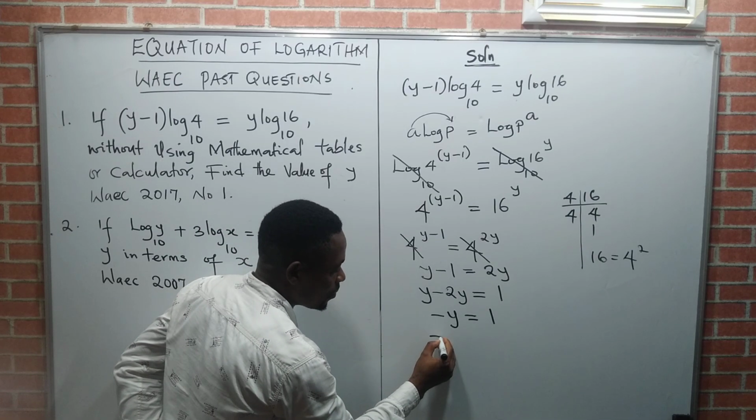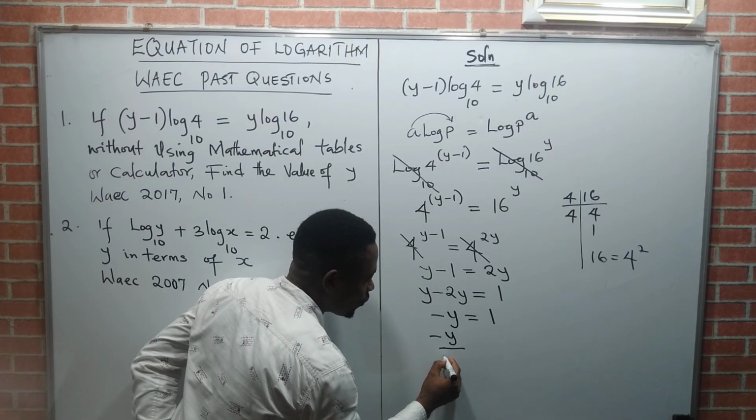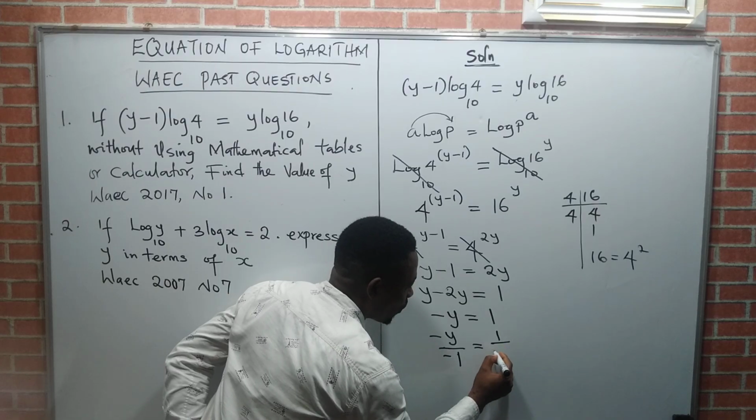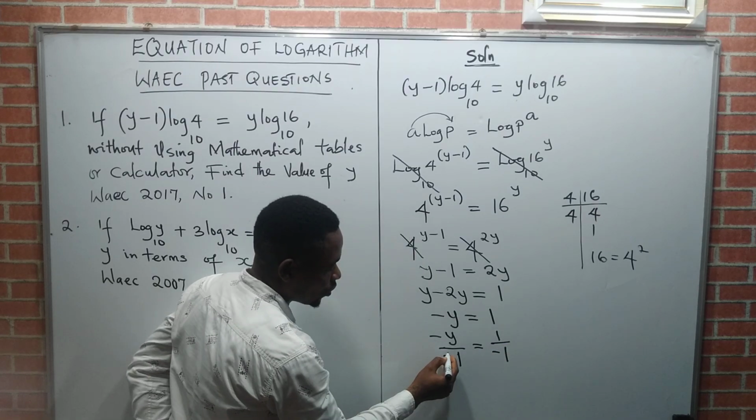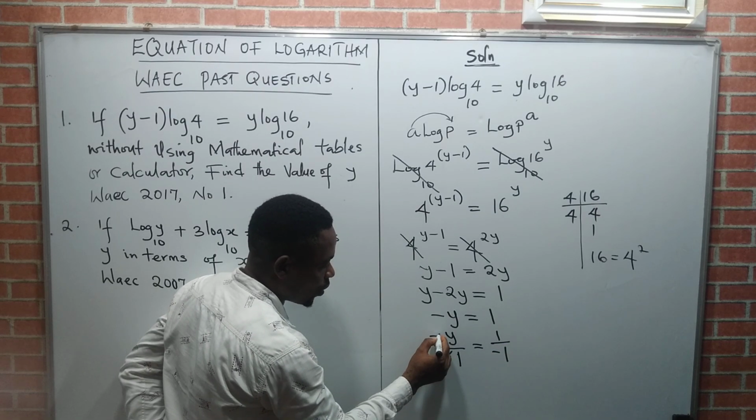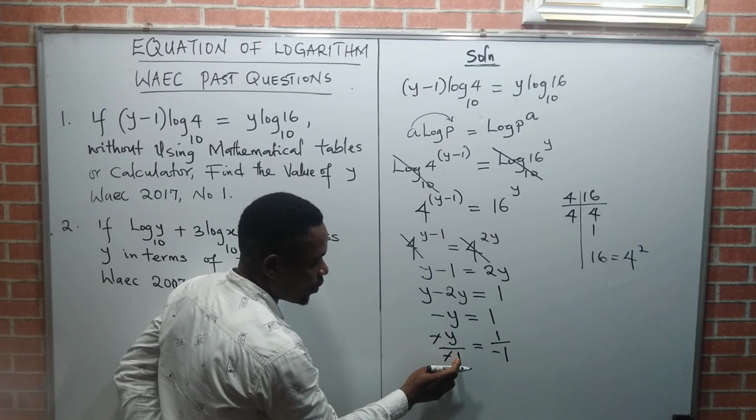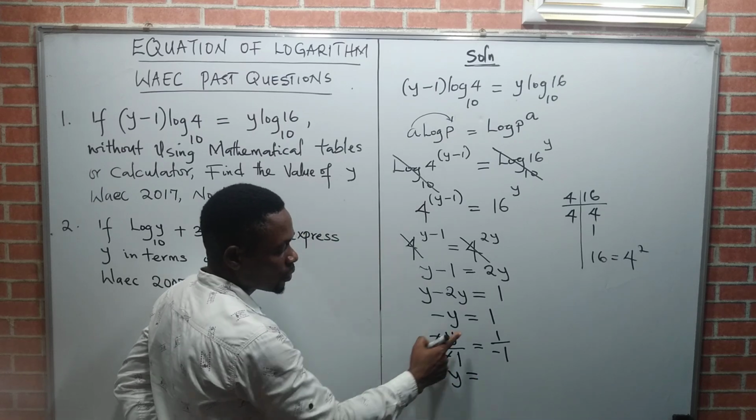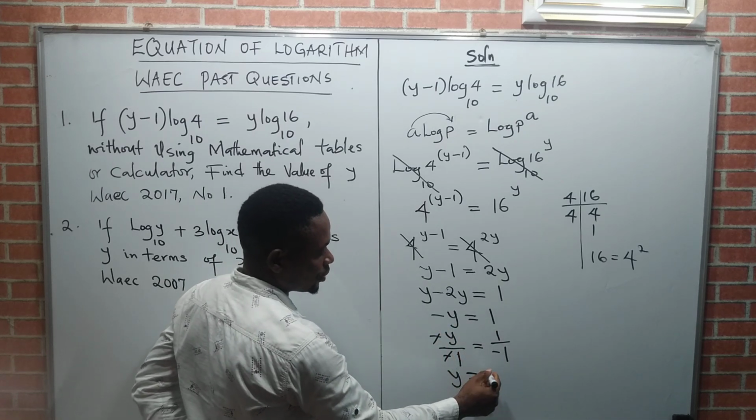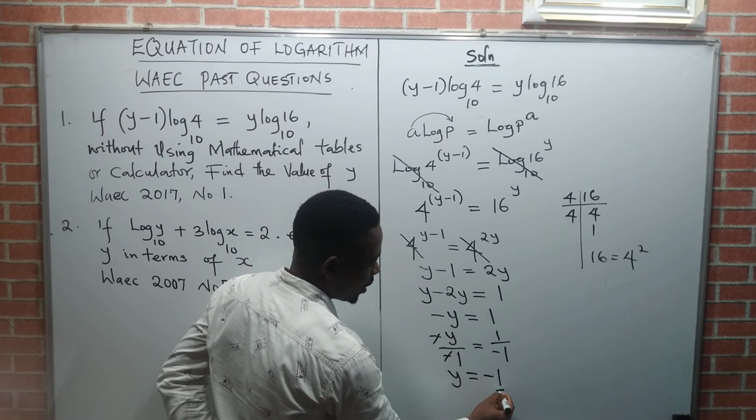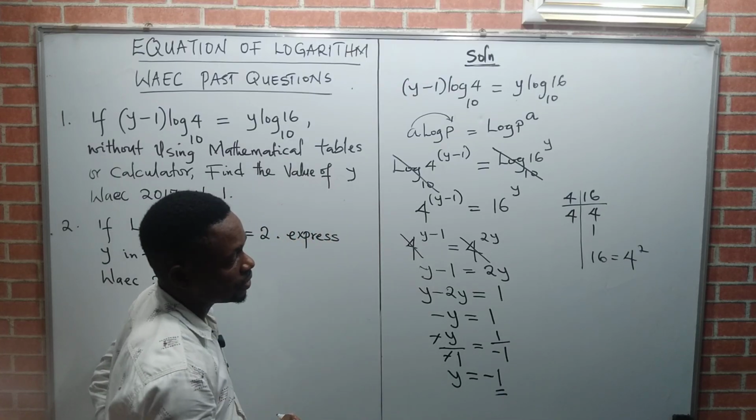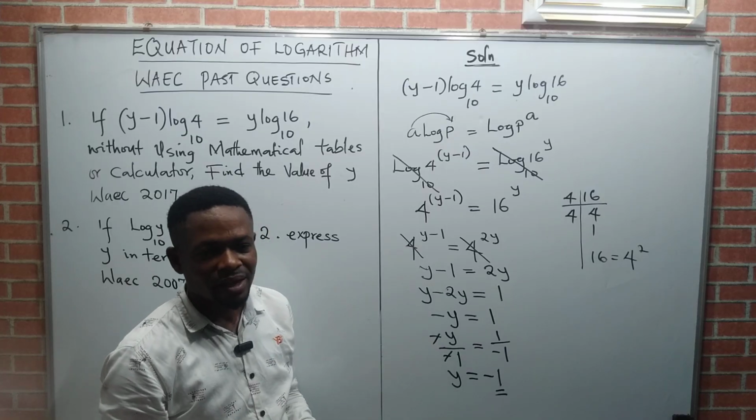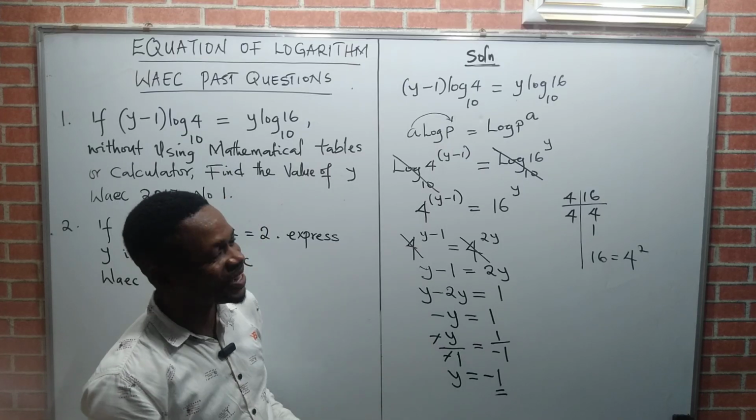So that I have minus y all over minus 1, equal to 1 all over minus 1. You observe with me that minus will go with minus. Then y over 1 is y. Then it is equal to 1 over minus 1, which should give us minus 1. And that is the final answer to this. Have I made myself clear? This is exactly how to solve this particular question.